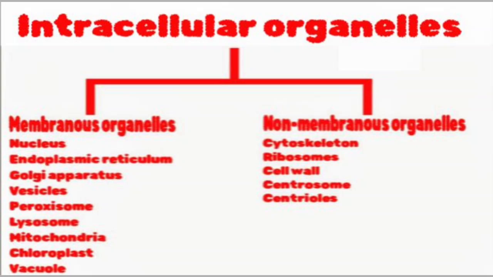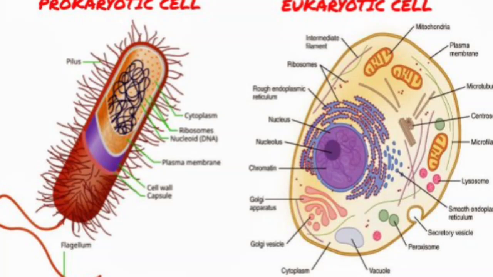Non-membranous organelles are those organelles that are not bound in a membrane or bilipid layer. They have contact with the cytosol due to this. The cytosol here refers to the fluid part of the cytoplasm. On the screen are diagrams of a prokaryotic cell and an eukaryotic cell. It can be observed that while the eukaryotic cell possesses both membranous and non-membranous organelles, the prokaryotic cell possesses only non-membranous organelles, and this is because prokaryotic cells lack membrane-bound organelles.